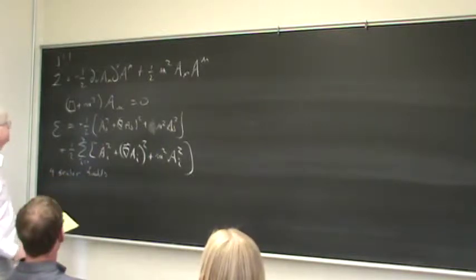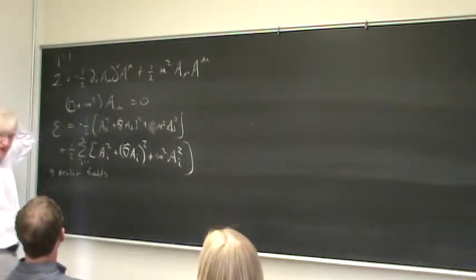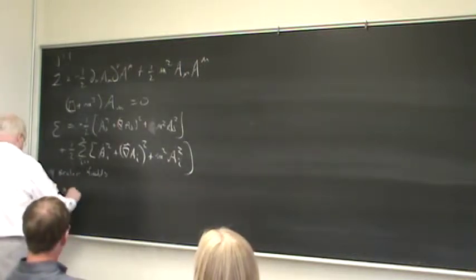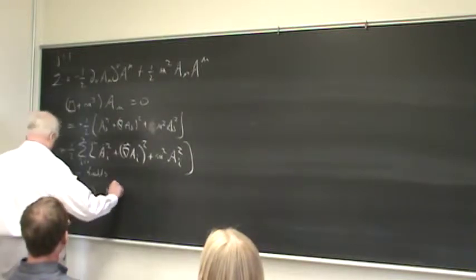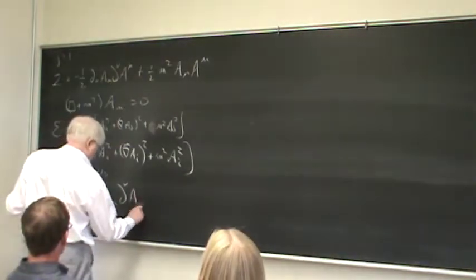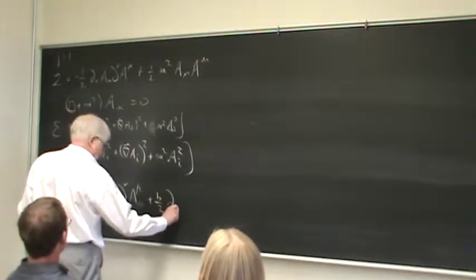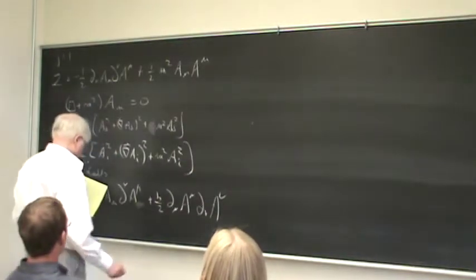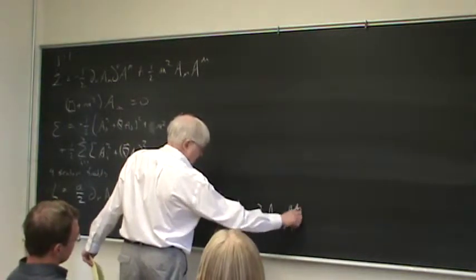All right, so Schwartz says, well, let's try to fix this so that we actually have a massive vector field. And so what we're going to do is rewrite this way: A over 2 d nu A mu d nu A mu, plus B over 2 d nu A mu d mu A nu, and then plus a half m squared A mu A mu.